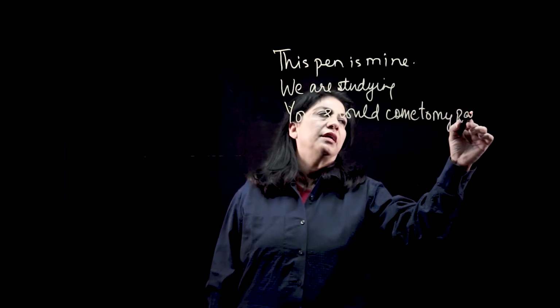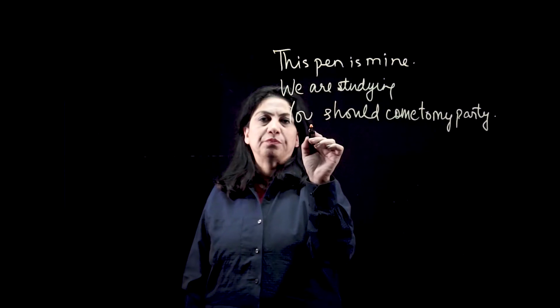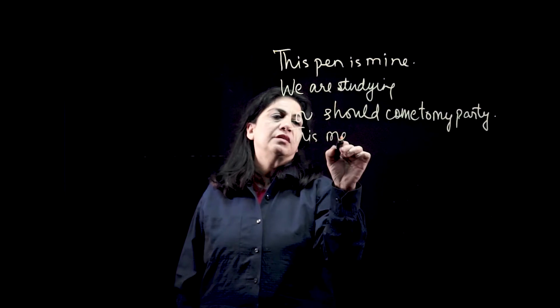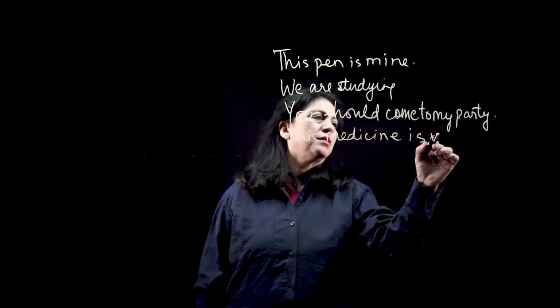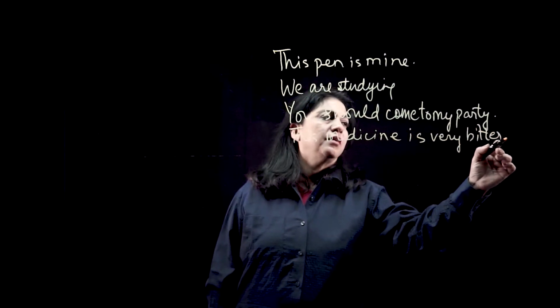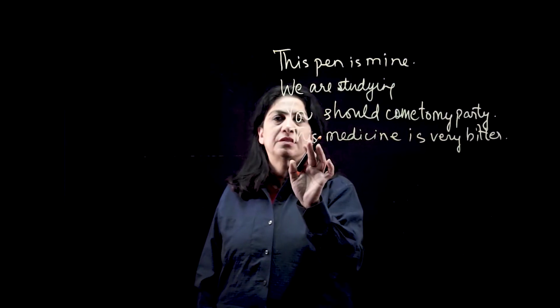So here again, in this whole sentence, where is the pronoun? You. This medicine is very bitter. Now when we are saying it is very bitter, we are talking about medicine and the pronoun here is this.